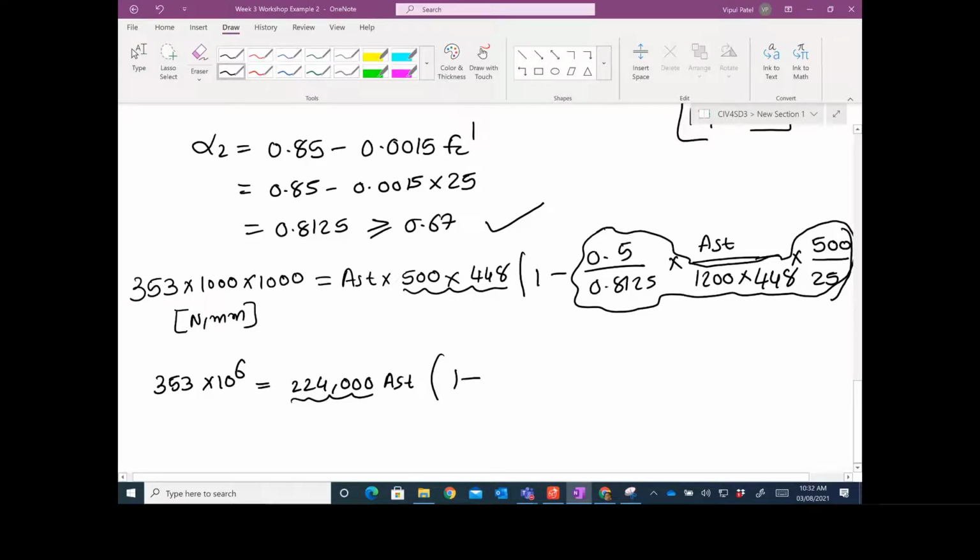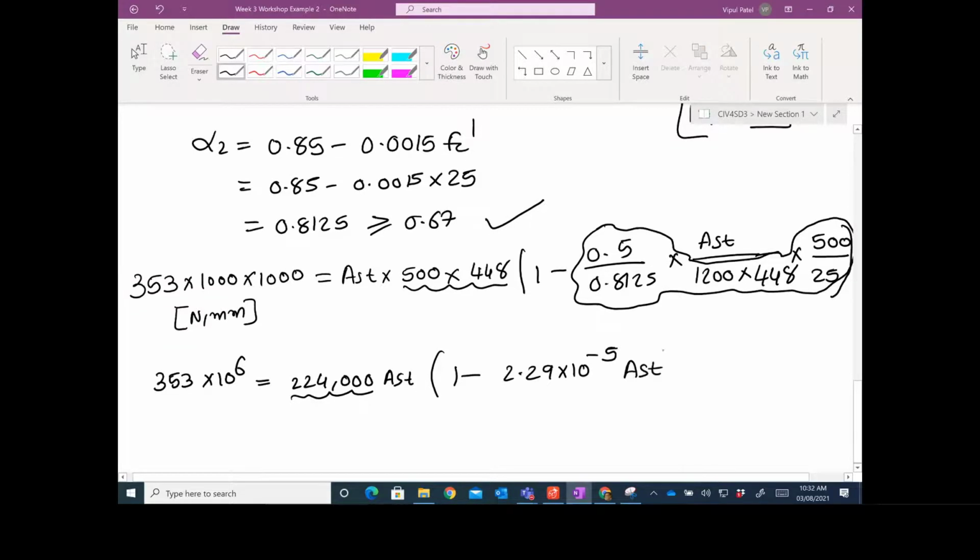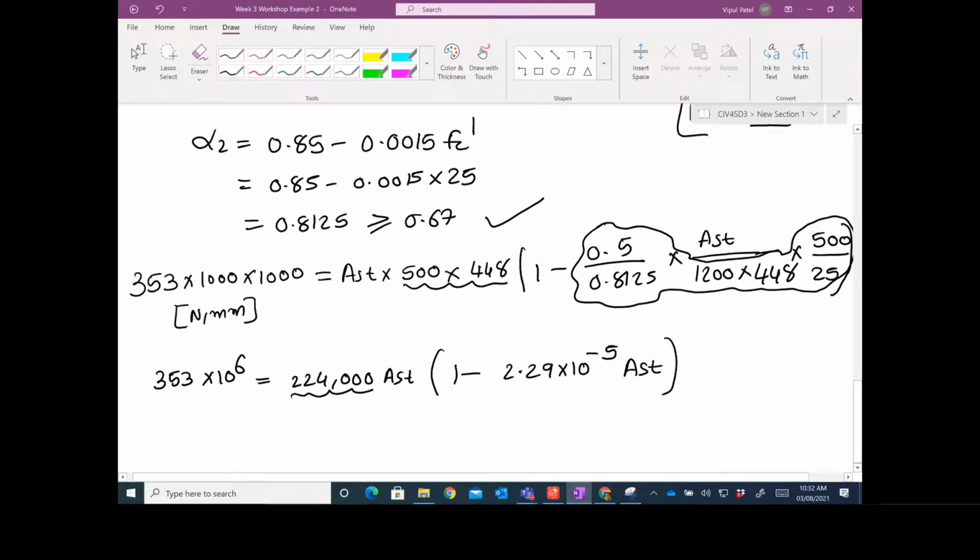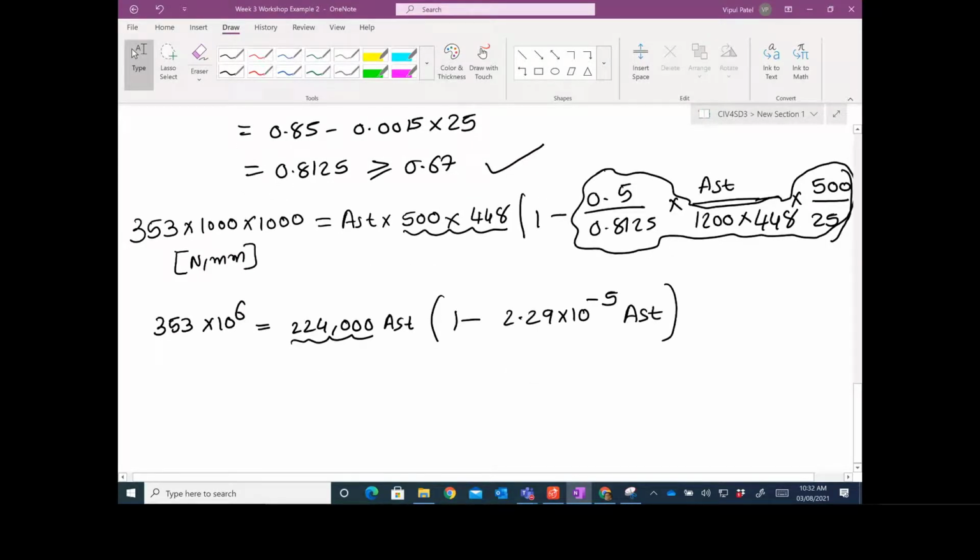One takeaway, these whole multiplications over AST will give you this 2.29 times 10 raised to minus. You just need to use the calculators. I hope it is okay. So AST. Okay. Now we can expand these brackets.